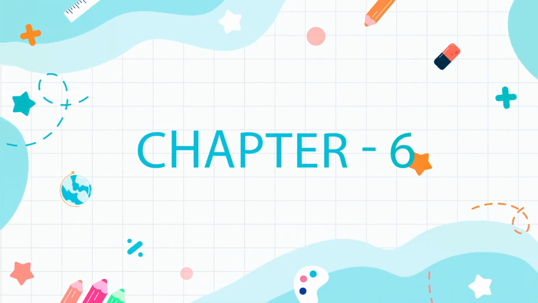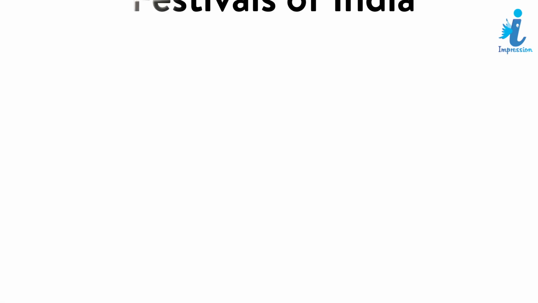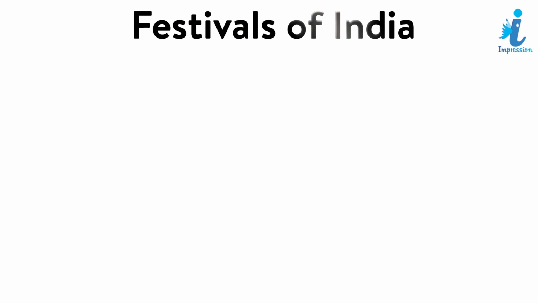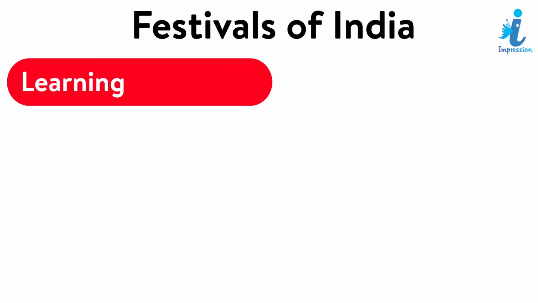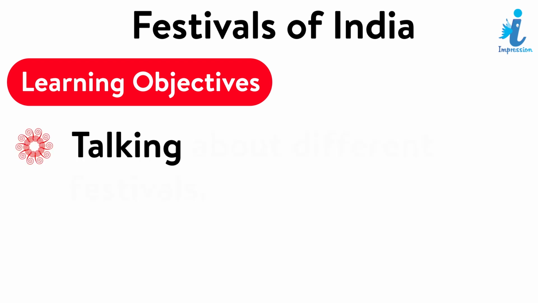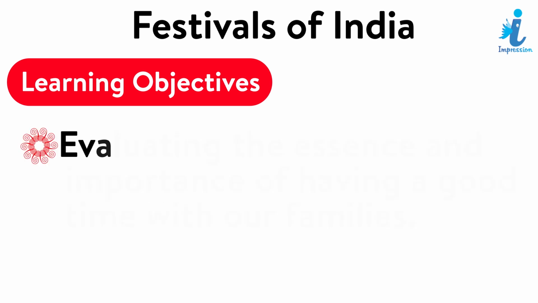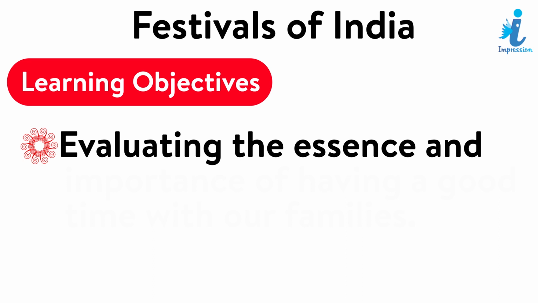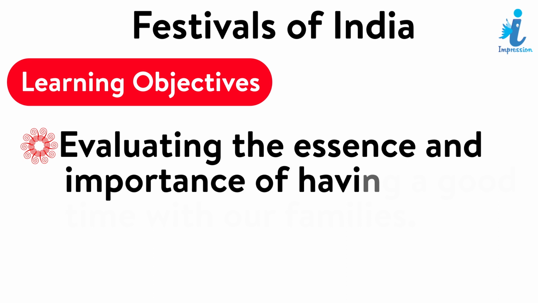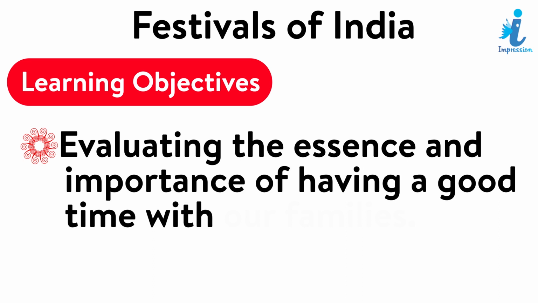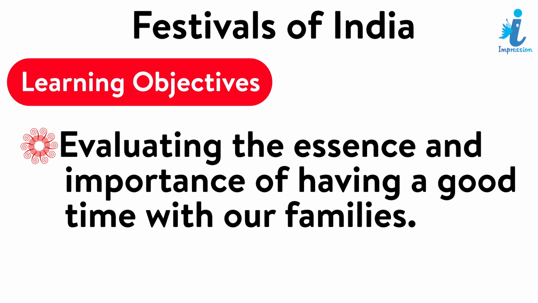Chapter 6: Festivals of India. Learning Objectives. 1. Talking about different festivals. 2. Evaluating the essence and importance of having a good time with our families.